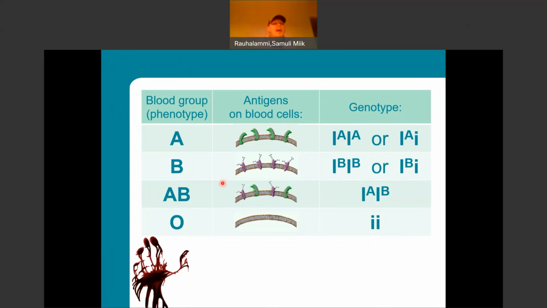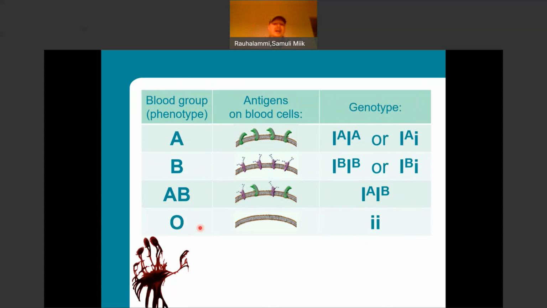There's only one way you can become a blood type AB. And the way you become a blood type AB is that one of your parents passes you an allele for A antigens and the other one passes you an allele for B antigens. And that way, your red blood cells will have on the surface of them both A and B antigens.